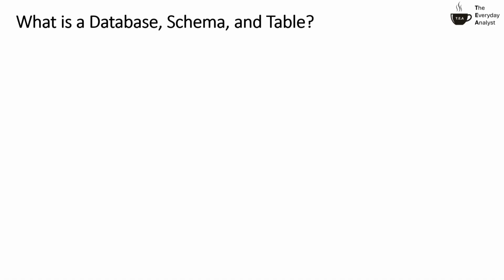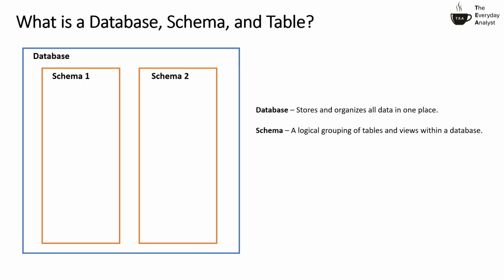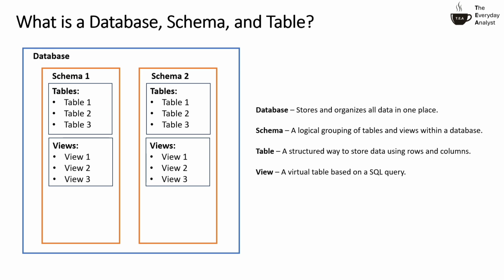Let's get into it. So you can think of a database like a drive on your computer, just like your C or D drive. It's a storage container for data. Inside this drive, we have schemas, which are like folders that help organize data logically. Finally, inside each schema, we have tables, which are like Excel or CSV files that store structured data in rows and columns. In addition to tables, we have views, which are like saved SQL queries that behave like virtual tables without storing any extra data. And a few other things which we will worry about some other day.